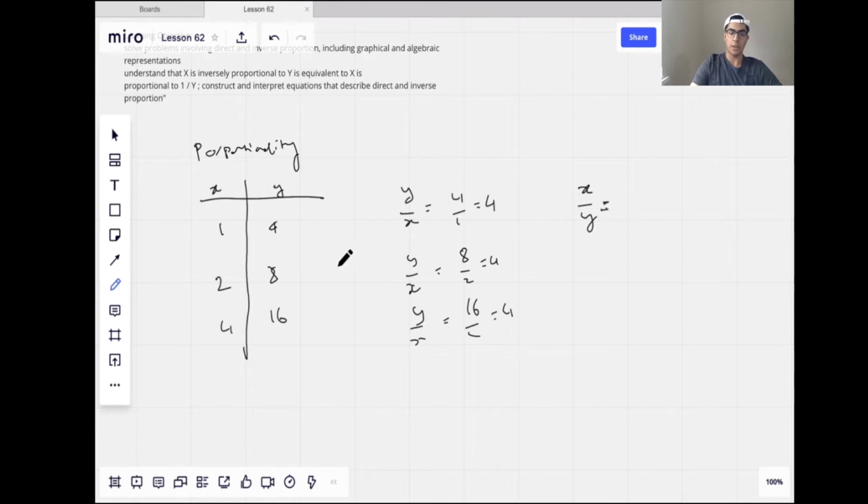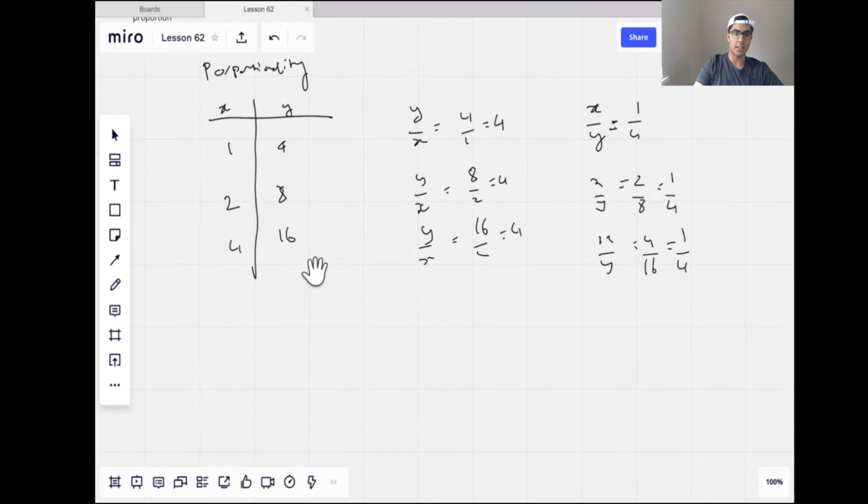If you were to calculate x over y instead for the ratio, it is 1 divided by 4, so that's a quarter. But if we had 2 divided by 8, that's again a quarter. And the same thing happens with 4 over 16, which is a quarter again. So that's what we mean by proportionality: the ratio between the two numbers is always the same for each value of x and each value of y.